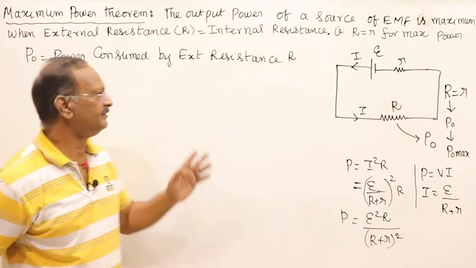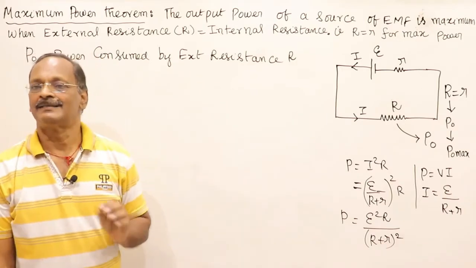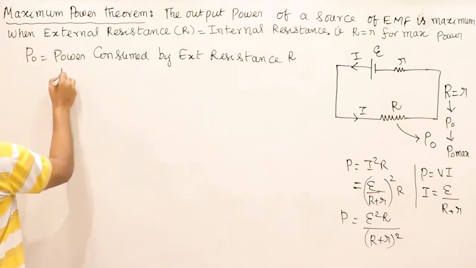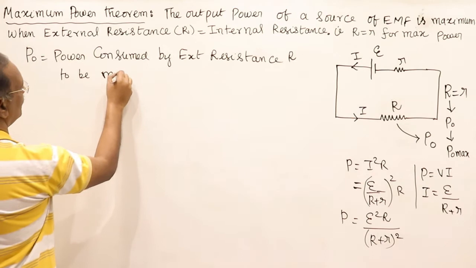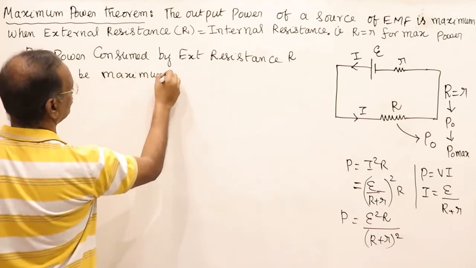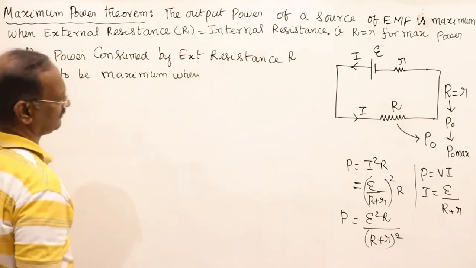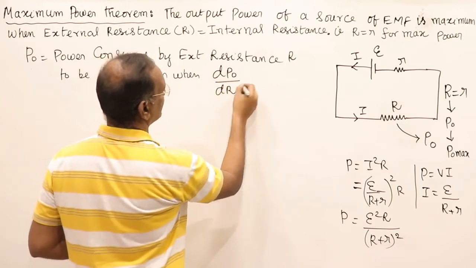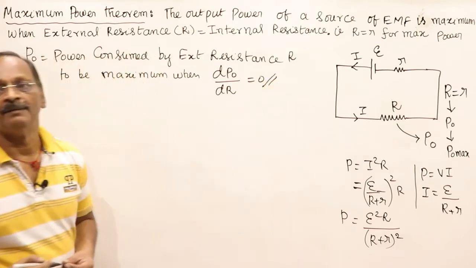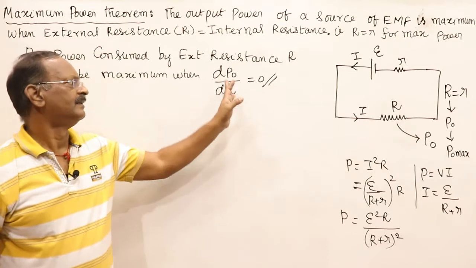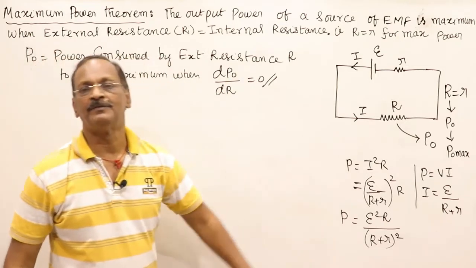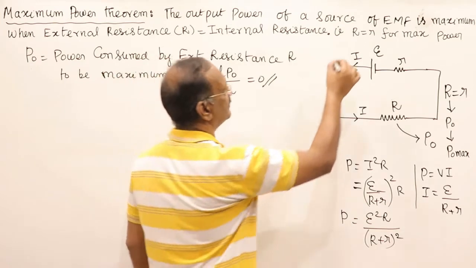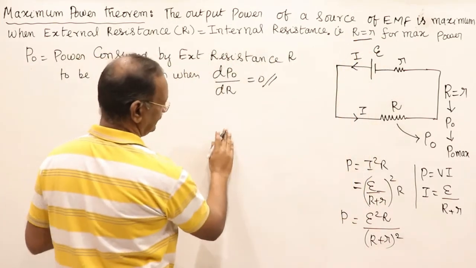For power to be maximum, P naught, the power consumed by the external resistance, is to be maximum. The condition is that when we differentiate the output power with respect to the external resistance and equate it to zero, that is the condition for the output power to be maximum. Then we will get the condition that R is equal to r for maximum output.